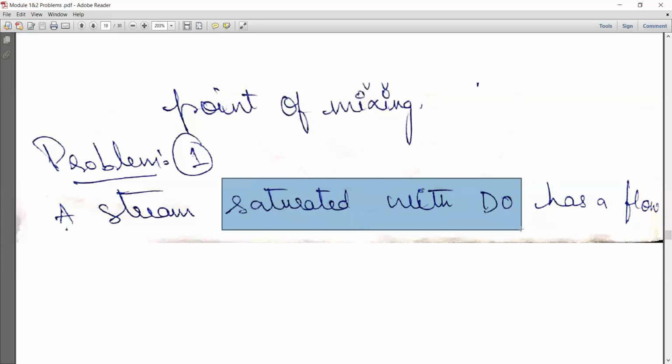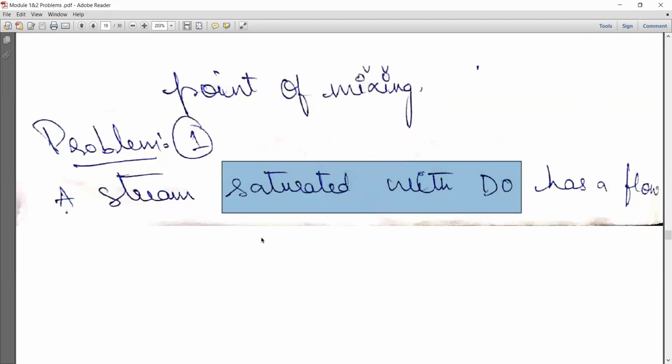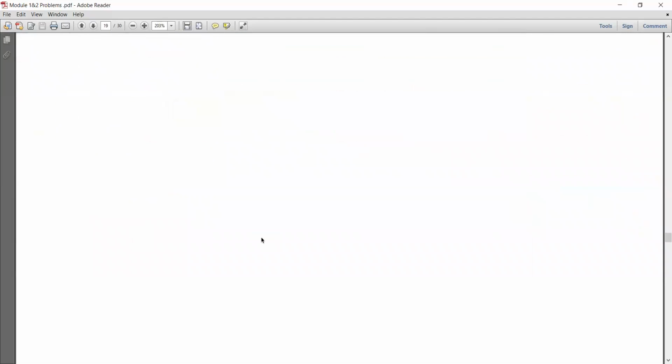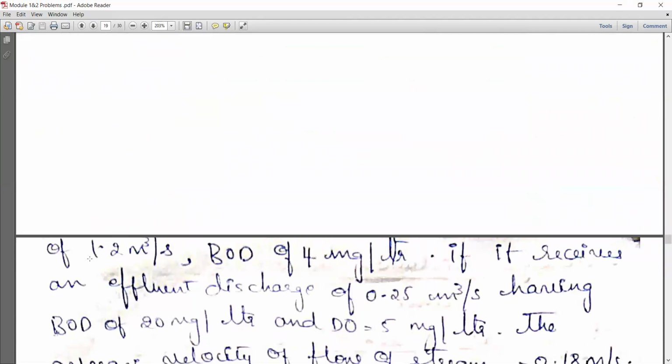So here the stream is saturated with DO. That means the DO of the stream will be saturated, with a flow of 1.2 meter cube per second. Flow means discharge. The stream has a discharge of 1.2 meter cube per second. BOD is 4 mg per liter. So BOD is less. BOD is 4 mg per liter.